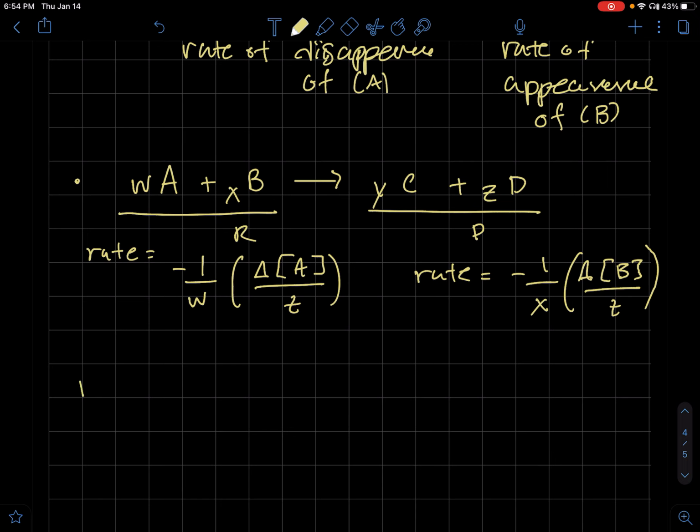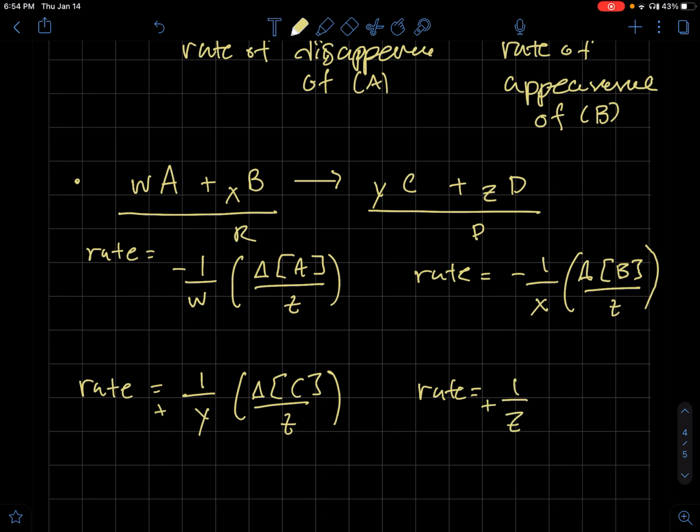For C, we do the same thing. This one won't be negative, right? So we have the 1 over W, the coefficient of C, times the change in concentration of C over T, right? Same thing with D. Positive, we have 1 over Z times the change in concentration of D over T.